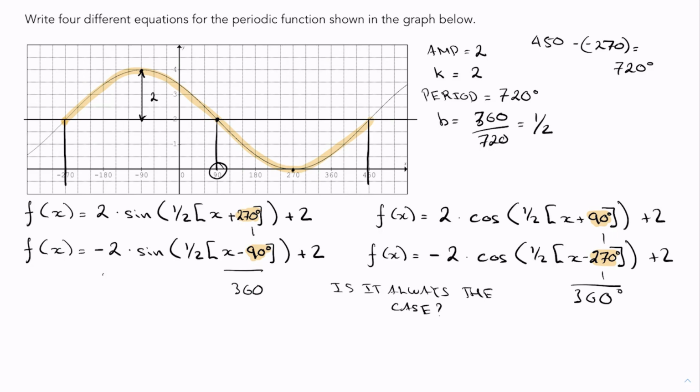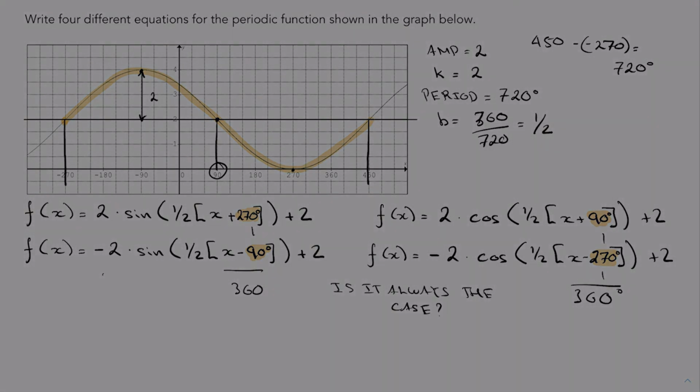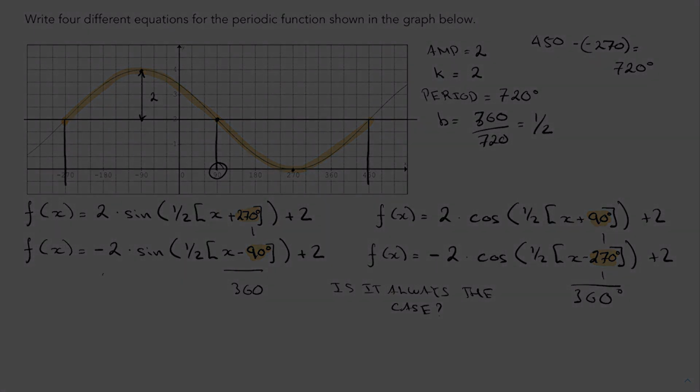I'll let you maybe do some investigation into whether that's true or not. Maybe look back at some old examples where you had to come up with the equation of both the sine and negative sine, or the cosine and negative cosine, and see if the horizontal shifts or the phase shifts add up to 360, just as an absolute value.